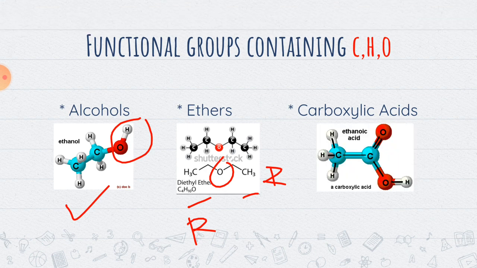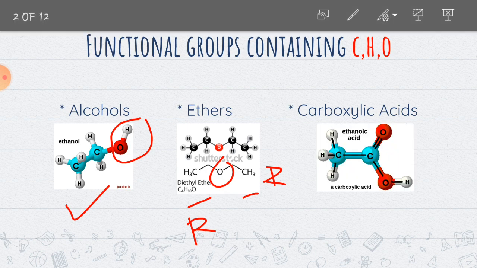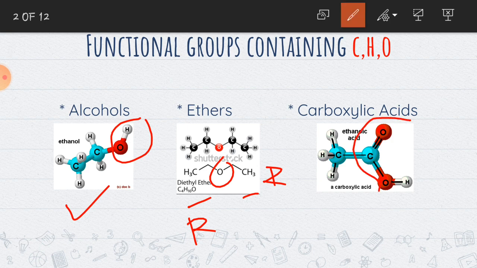Third category is that of carboxylic acids. In carboxylic acids, we have the functional group that is C double bond O attached with OH. Any organic compound containing this C double bond O, OH group will be considered a carboxylic acid. If you look at the structure of this compound, that is ethanoic acid, you will see that this compound is made of only three elements: carbon, hydrogen and oxygen.